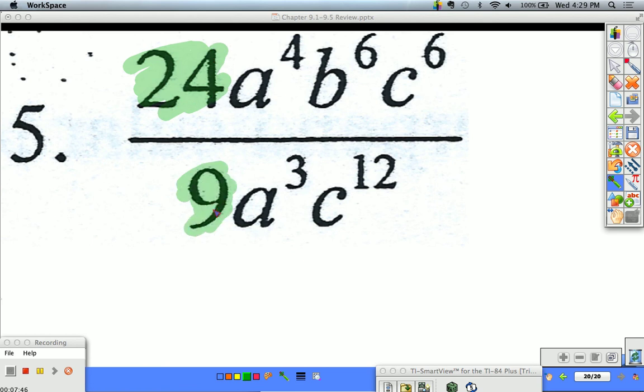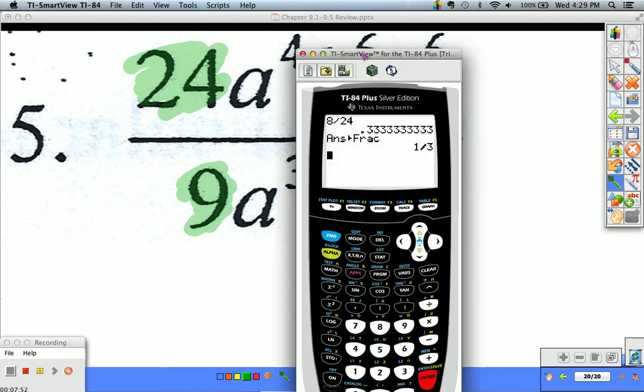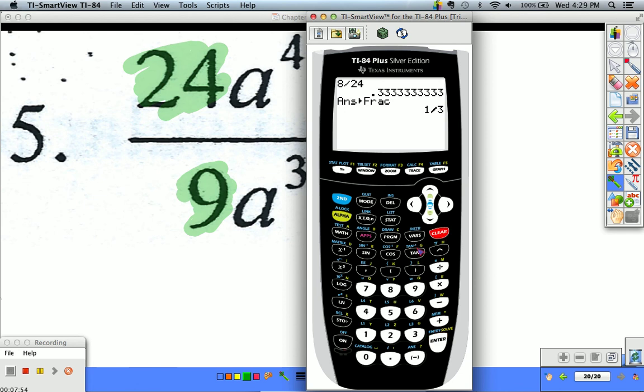So collect all those to one spot, move the a's to the top, and then write that as a to the 4 minus 3. The b's, well, we only have b's on top, so there's nothing to divide the b to the 6 by, so we'll just keep that on the top as b to the 6. And then the c's, we have c's on top and bottom, so we'll always move the one on the bottom up to the top and subtract the exponents. So c to the 6 minus 12.